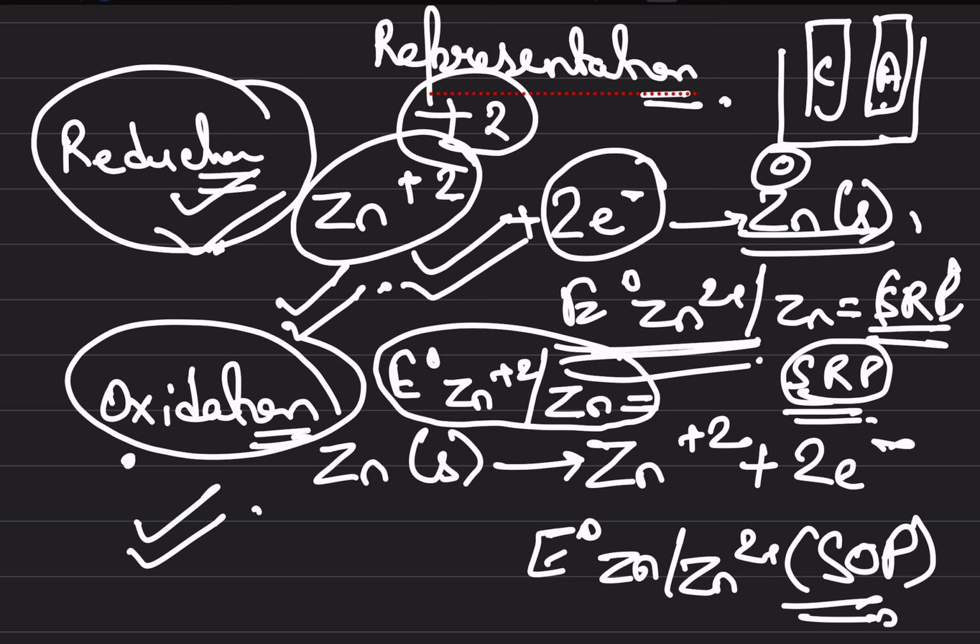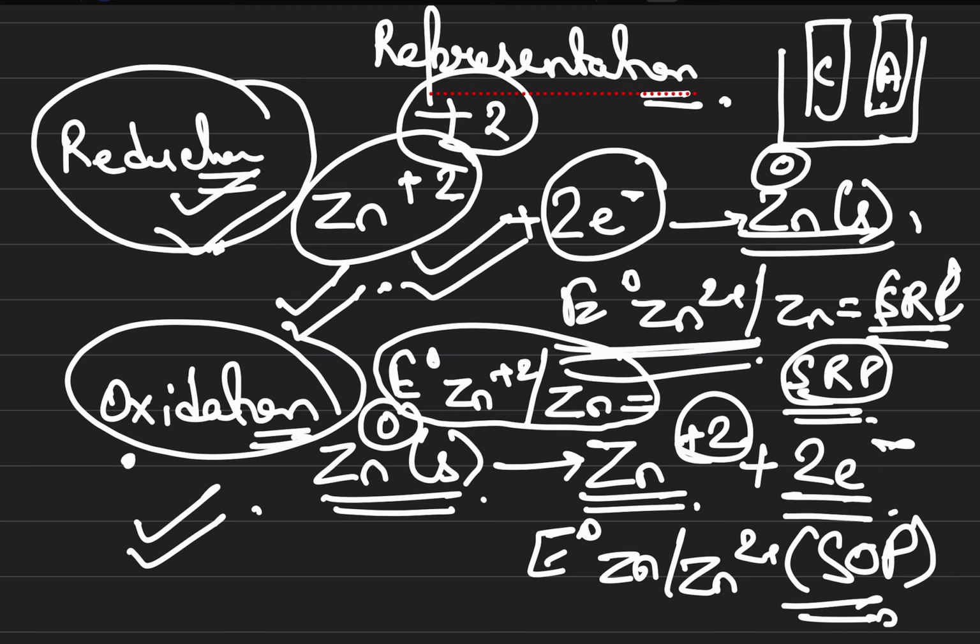And how will the oxidation reaction be? Solid Zn goes to Zn2+. It is being oxidized from the 0 state to the +2 state, and 2 electrons are released. This is the standard oxidation potential, and it is represented for a particular reaction or a particular cell.